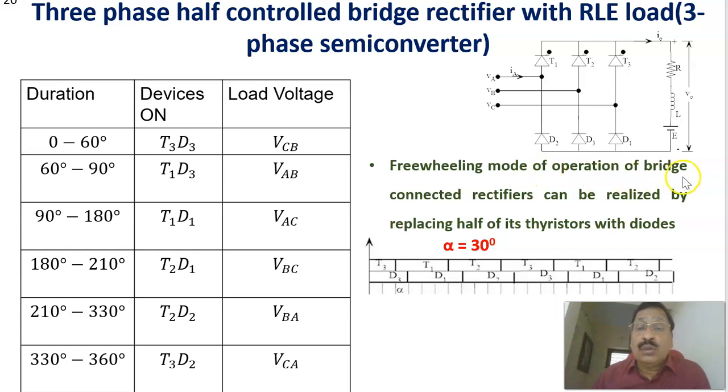Therefore, the freewheeling mode of operation of the bridge connected rectifier can be realized by replacing half of the thyristors with diodes. This is corresponding to alpha equal to 30. Now let us see different firing angles in the next slide.